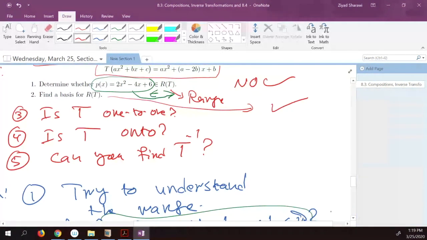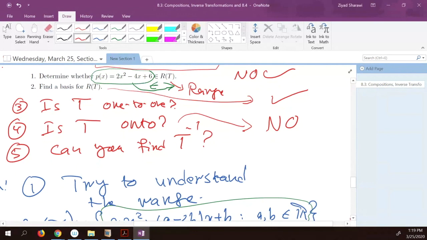Okay, is T onto? Let me jump to number 4. Is T onto? We answered that. Is T onto? No. Why is it no? Because we found the range. The range does not cover the whole codomain. It doesn't cover P2. So no. So now we need to answer, is T one-to-one? Number 3. Let's answer number 3. Is T one-to-one?